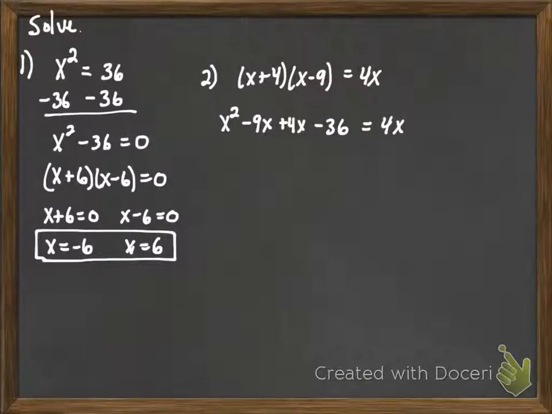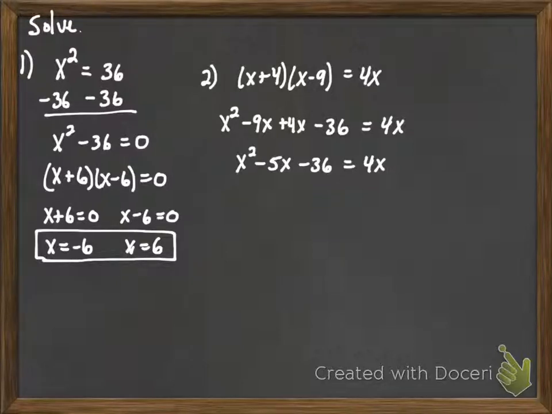Before I worry about trying to get something from one side to the other, usually we like to have each side simplified. So on the left hand side I have this minus 9x and plus 4x that I can put together. That gives me the equation x squared minus 5x minus 36, and that's equal to 4x. At this point, I've simplified each side.